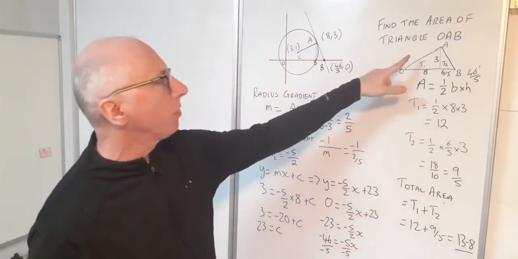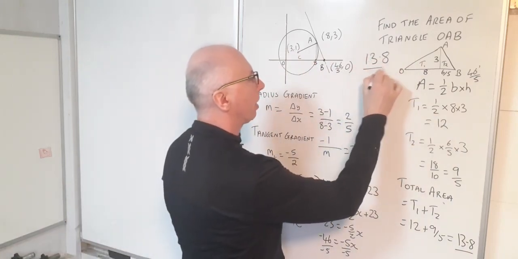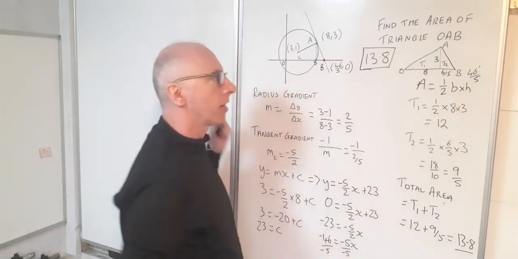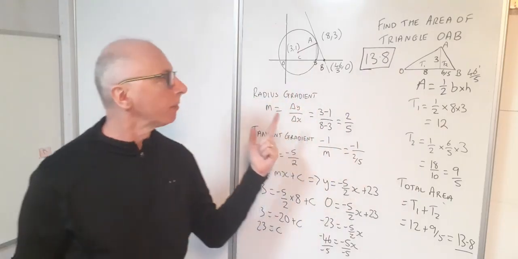So therefore the area of triangle OAB is 13.8, and that's my answer, and that's my technique to find the area of triangle OAB. Okay.